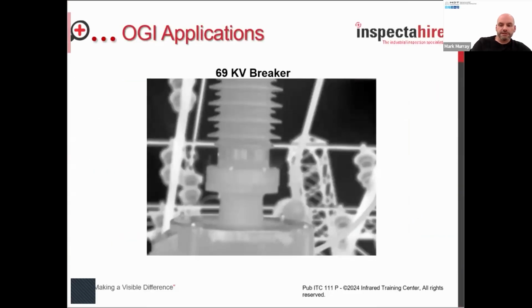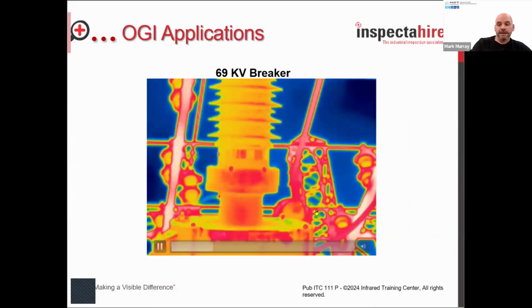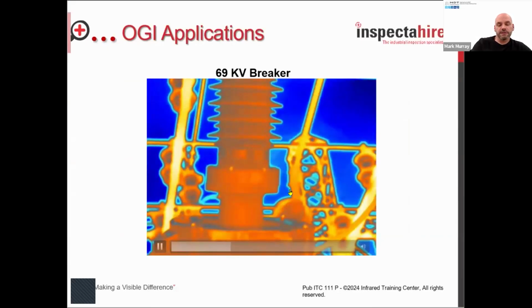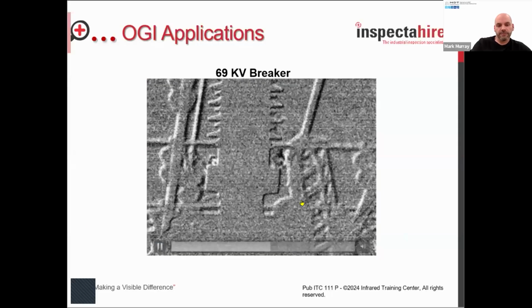So another extreme is low pressure, and often these SF6 units are relatively low pressure. And as we can see here, sometimes changing the color palette to a high contrasting palette improves our ability to see that gas in certain circumstances.